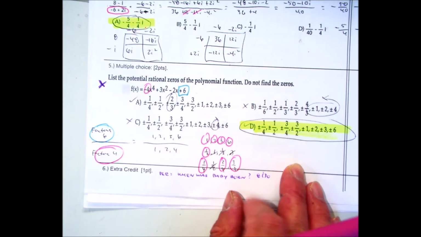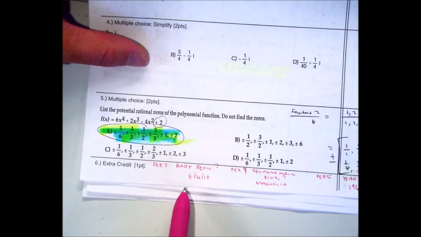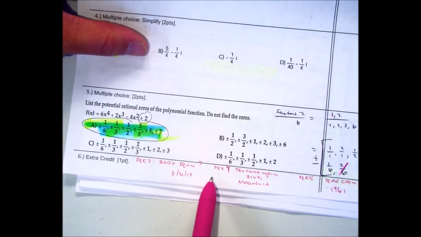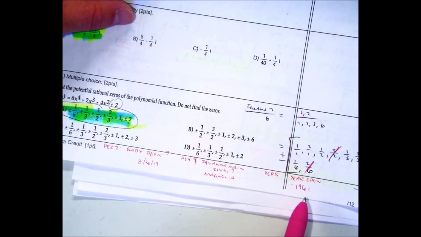The answer to the multiple choice question, or extra credit: David was born on August 30th, 2017. Our main rival is Magnolia, and our school opened in 1960.